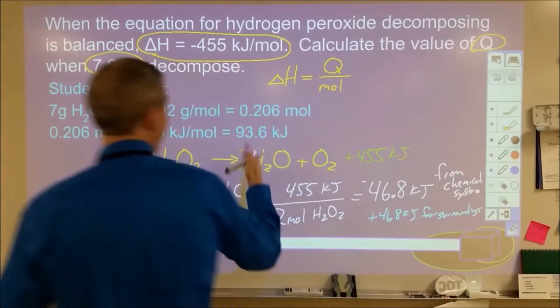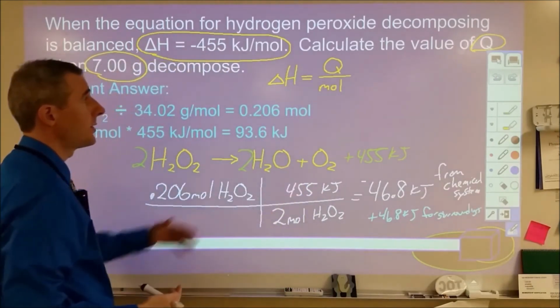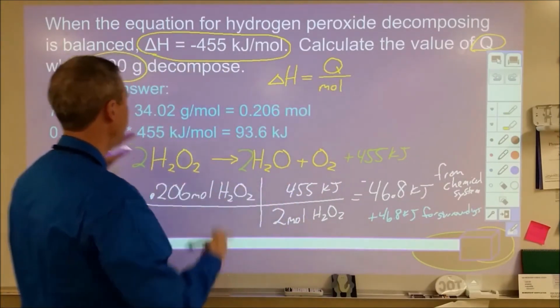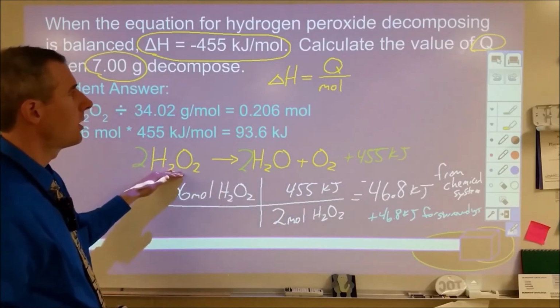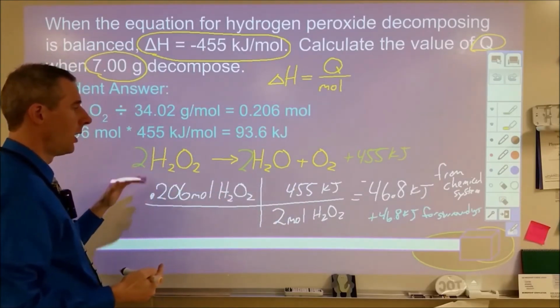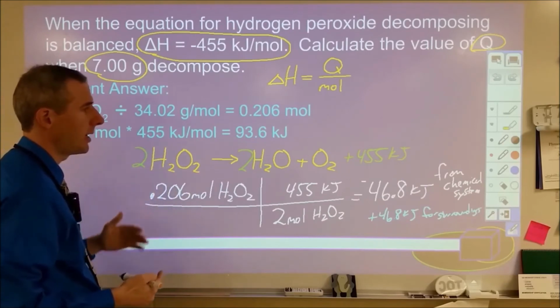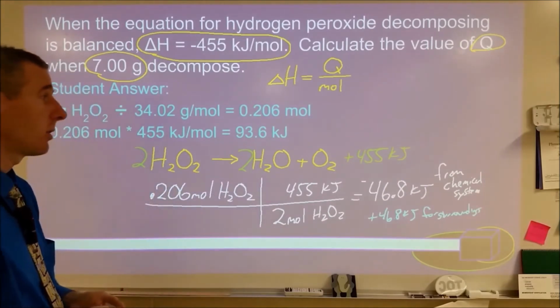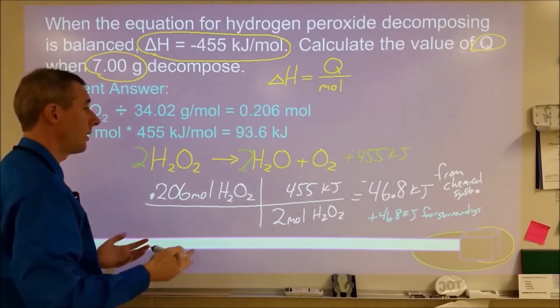So, the student here is pretty well along the lines of being able to do the equation correctly. They've done all of the math correctly. They just didn't know what the per mole referred to. And so that's where this equation comes in handy. It's good to have a written out balanced equation to help you along those lines.